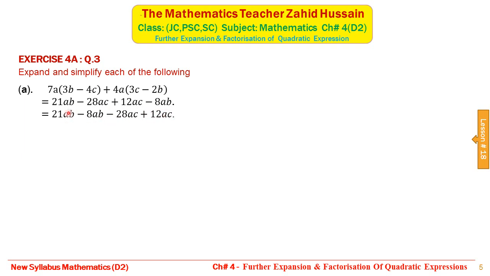So simplifying this, these two numbers are of different signs. So when adding numbers with different signs, we subtract the numbers, and with the answer we write the sign of the larger. Here sign of the larger is positive. 21 minus 8 is 13ab, and minus 28ac plus 12ac. Now we will write the sign of the larger, which is negative, and 28 minus 12 will give us 16ac. So this is the expansion and this is the simplification. You can solve its B part by yourself.